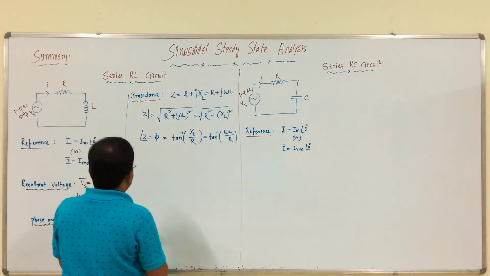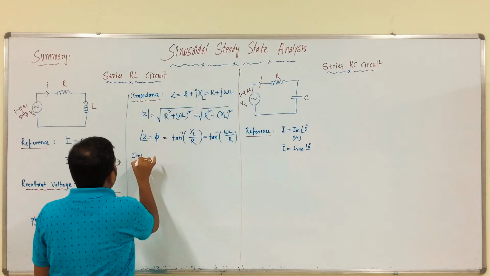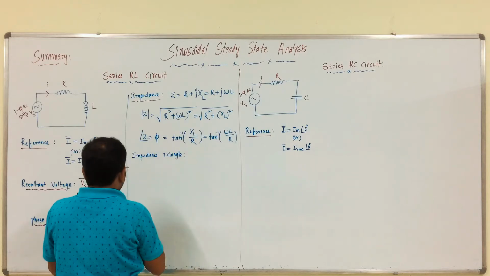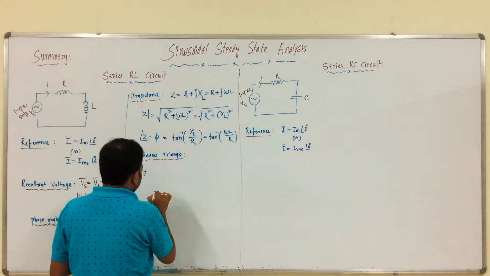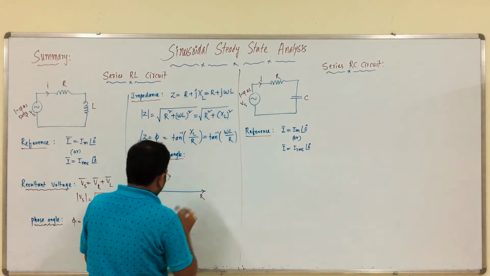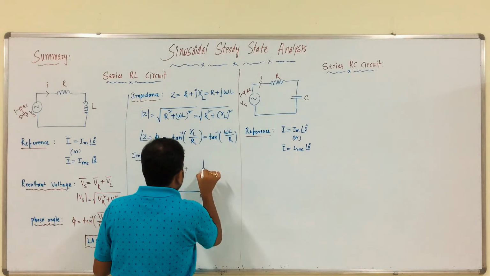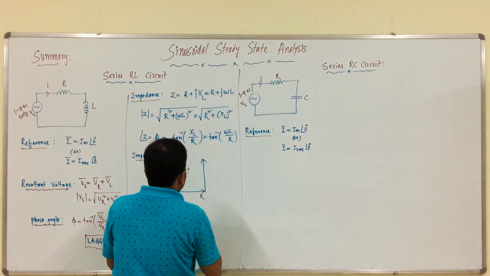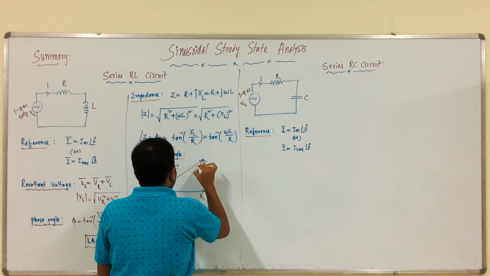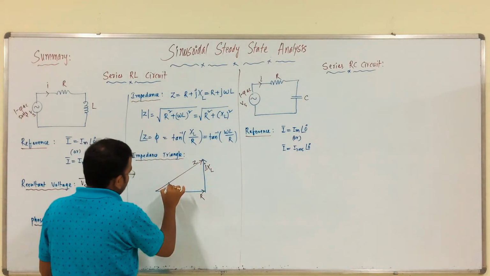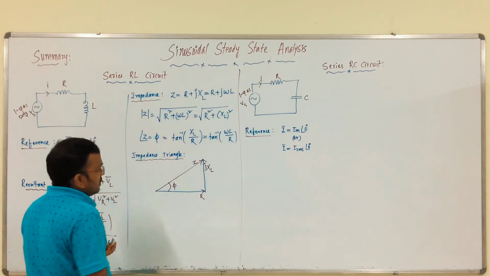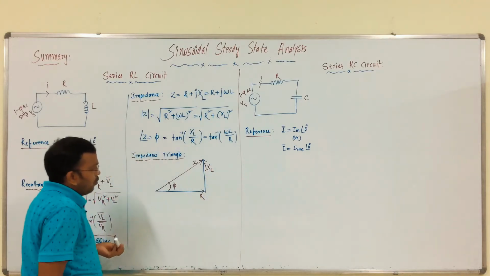Next, phasor diagram, sorry, impedance triangle. First we have to write the impedance triangle. This is R, this is JXL, clear. So from here to here is Z. So this is phi. See, from this, tan phi equals what? XL by R. So, vertical component by horizontal component, clear.